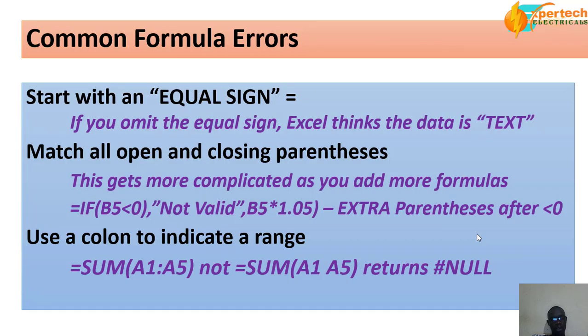Let us now look at common formula errors. Let's start with an equal sign. If you omit the equal sign, Excel thinks the data is a text. But if you include it, it will automatically turn it into a formula. Match all opening and closing parentheses. This gets more complicated as you add more formulas. So if you want to add more formulas, you can use a colon to indicate a range.